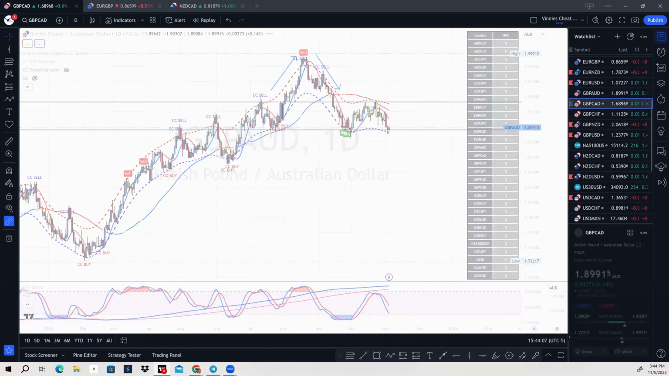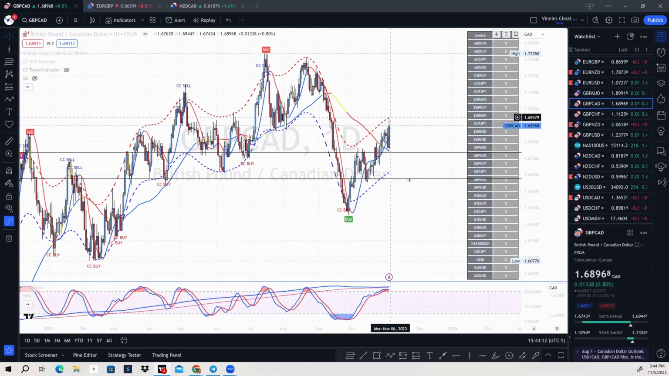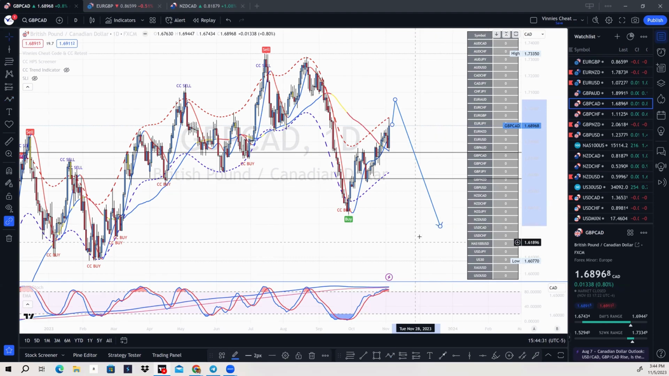Another one is GBP CAD. It's not ready yet, but I am looking for price to continue with the overall trend, which is bearish. Okay, so I'm looking for price maybe to get up to this area here, and then we can look for a signal for price to continue down to break this previous low here. Okay, so this is going to be a nice little drop when it does happen, so we can be patient and wait for that trade. Okay, that is going to be an excellent trade for GBP CAD.